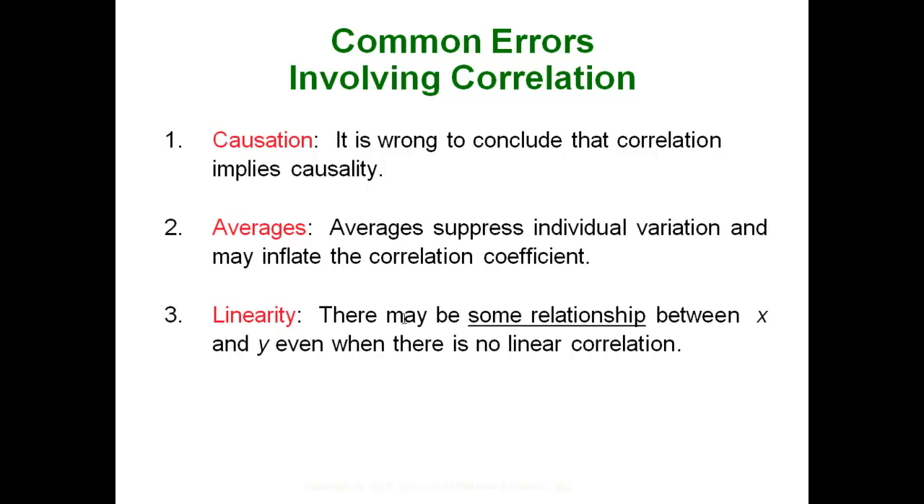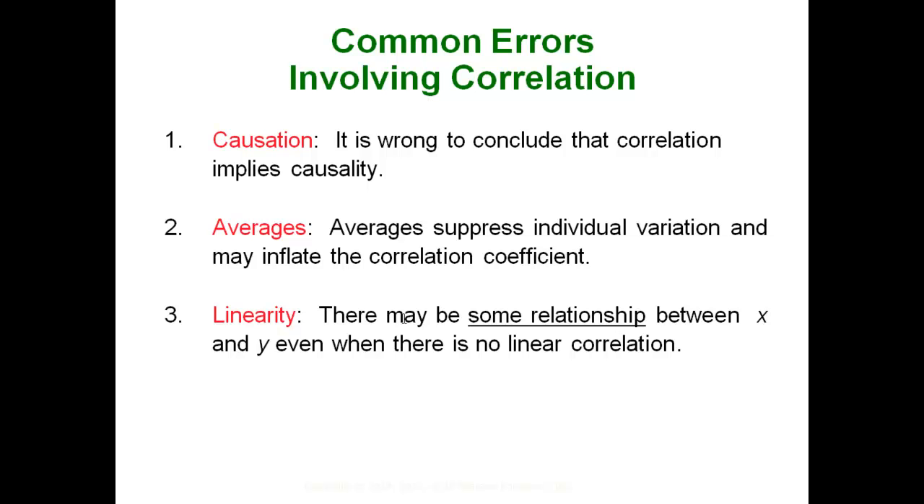Some common errors involved in doing these types of things. You always have to stay away from the word cause and causality and causation. You cannot conclude that correlation implies causality. That's a big, big thing. There are many examples of things that are correlated, but one does not in fact cause the other.